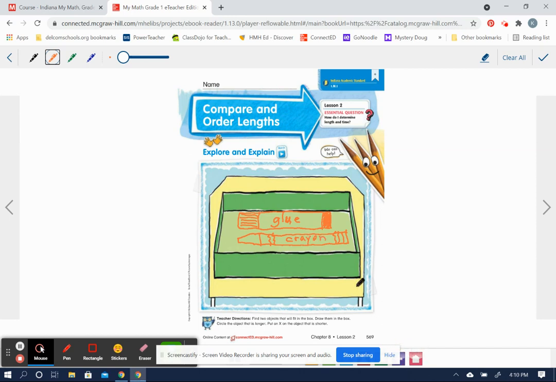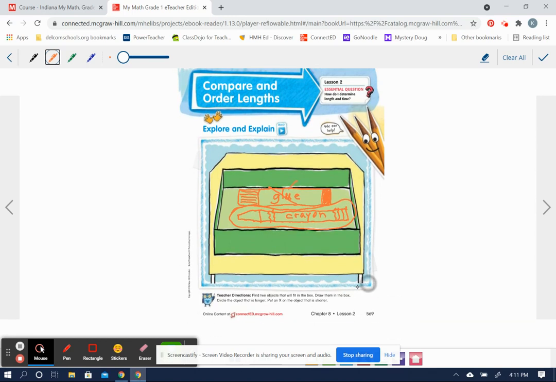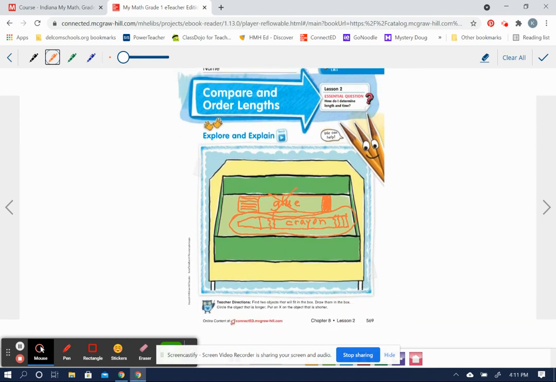Okay, so now we have our two objects in the box, and it says circle the object that is longer. You can see here they're lined up on this edge, and the crayon sticks out longer than the glue stick. So it is the one we're going to circle. And then it says to put an X on the object that is shorter. If the crayon is longer, then the glue stick is shorter, isn't it?